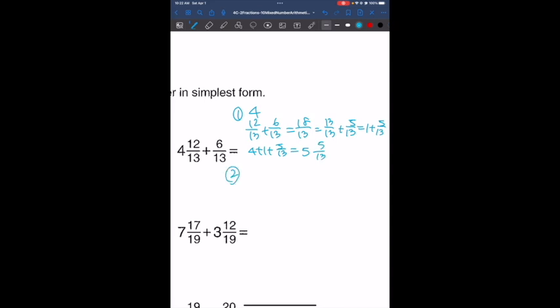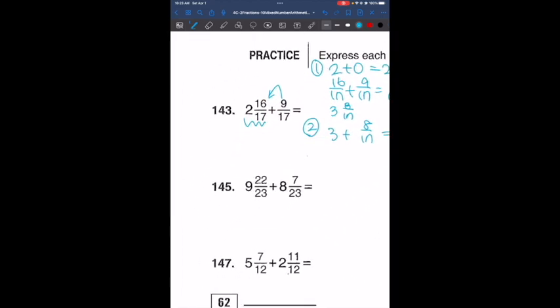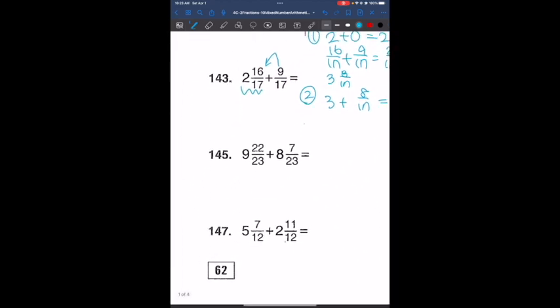But then instead of doing that, we can first complete this 4 and 12 over 13 to a 5. So once we complete that to a 5, since we used 1 over 13, this is going to be 5 over 13. And so we can write this as 5 and 5 over 13. So for problem 145, I want you guys to try doing both methods and see which one works best for you.